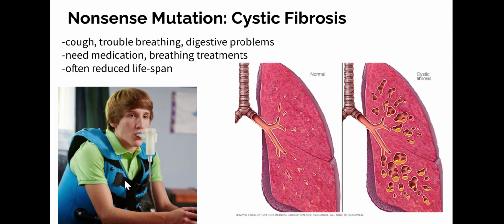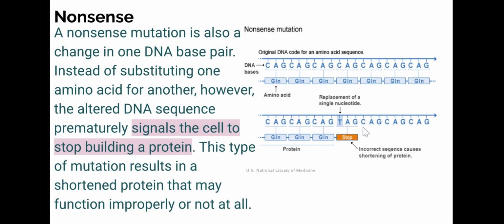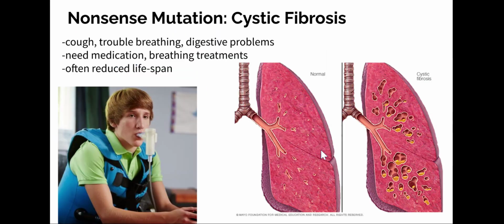This often causes people to die when they're at a young age. And so it basically just causes you to build up fluids in your lungs and have just less ability to be able to breathe properly. Again, it can also add mucus in your digestive system that can cause digestive problems as well. But all of that occurs just because a nonsense mutation caused a DNA nucleotide to change and made a protein become shorter.